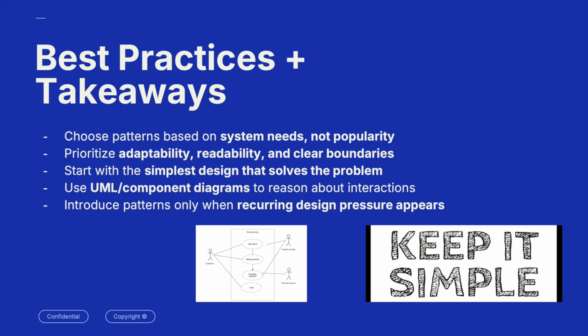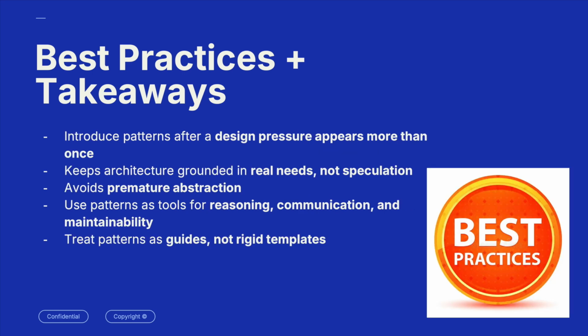A good rule of thumb is to wait until design pressure appears at least twice before introducing a formal pattern. This keeps the architecture grounded in actual needs instead of speculative future requirements. The best software engineers use patterns as tools for reasoning, communication, and maintainability rather than rigid templates.